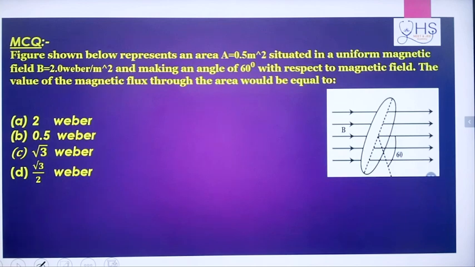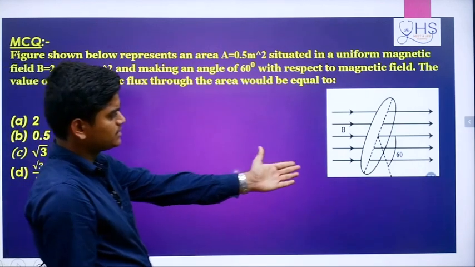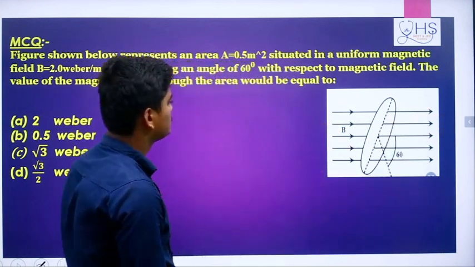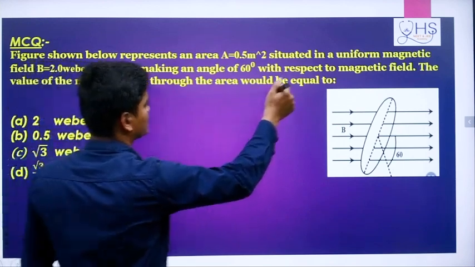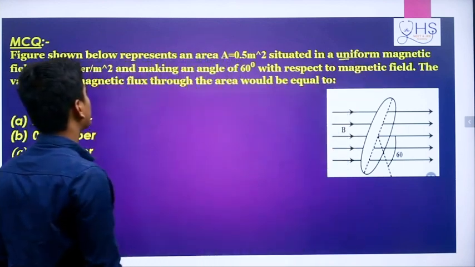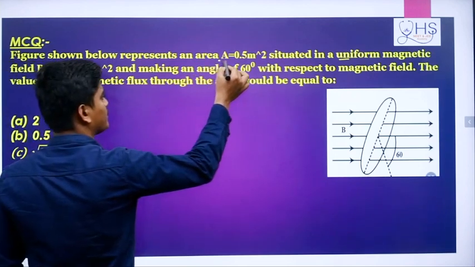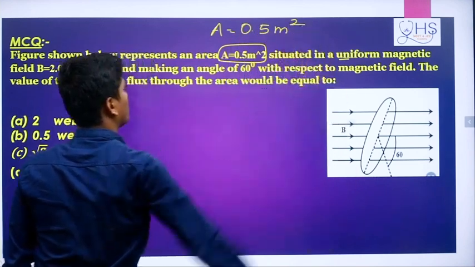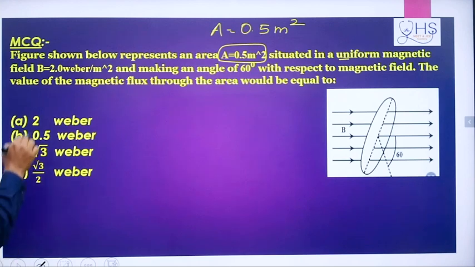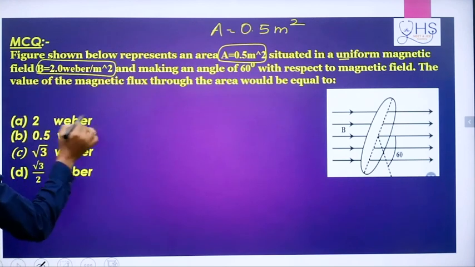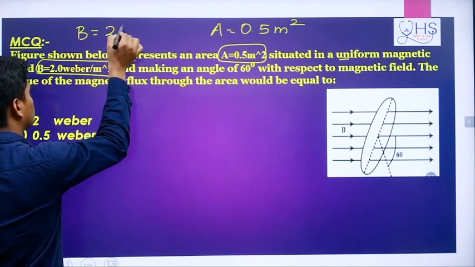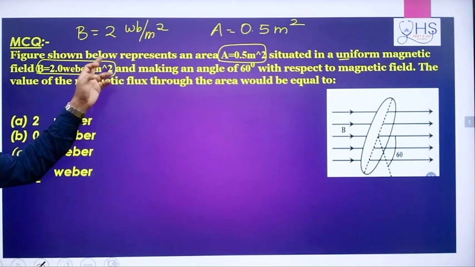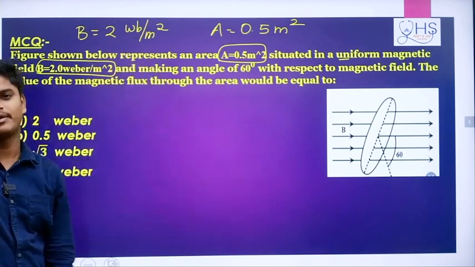Now here a figure is given. There is a uniform magnetic field, because the lines are straight and parallel, and they also mention uniform magnetic field. The area is given as 0.5 meter square. The magnetic field is given as 2 Weber per meter square. You can write it this way too, because Weber is Tesla times meter square, so that is also correct.